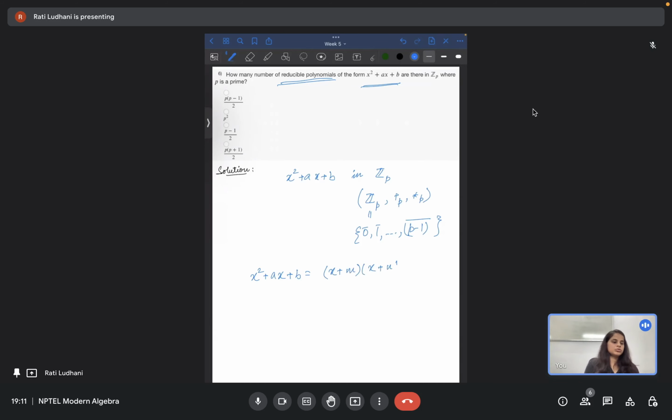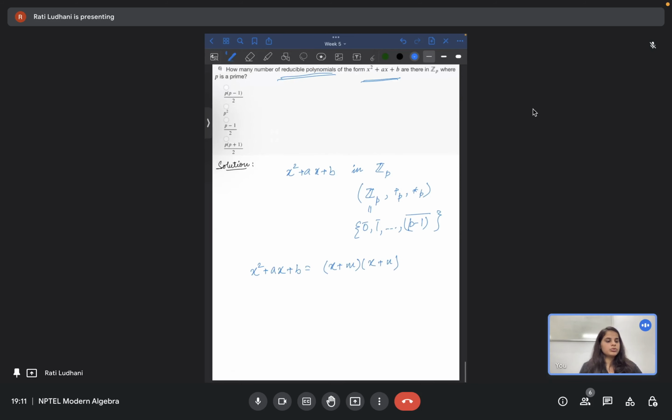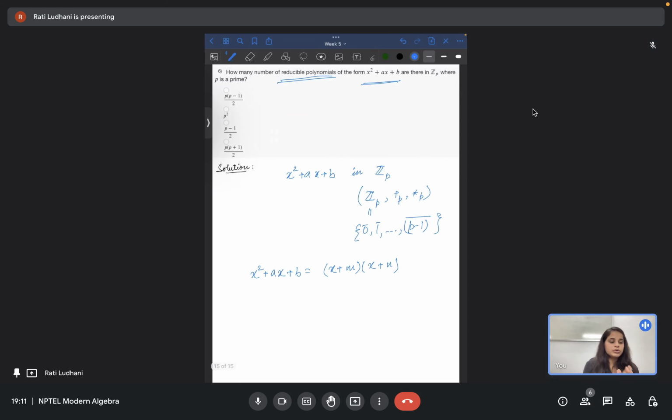The product of two linear polynomials. Why did I write linear polynomials? Because let's say you have alpha times a1 x square plus a2 x plus a3. If you can write it like this, then alpha is an element of Zp. So this is invertible, because in Zp the inverse exists, right? Inverse is always there.